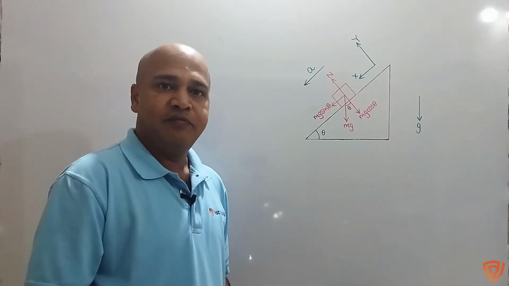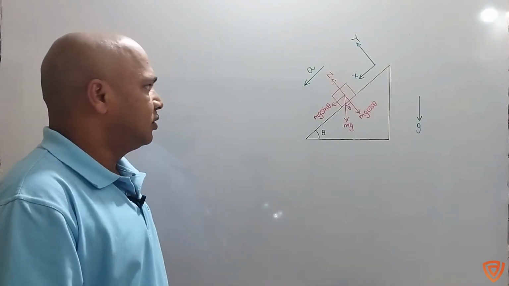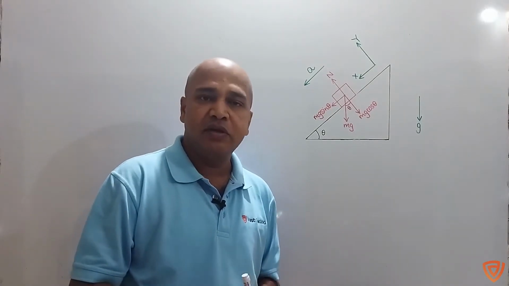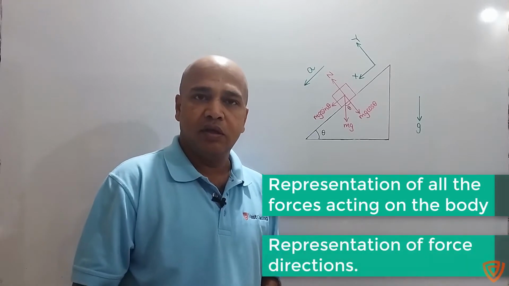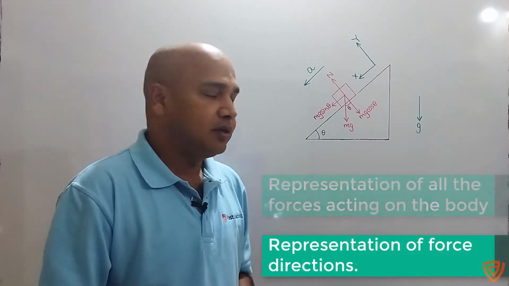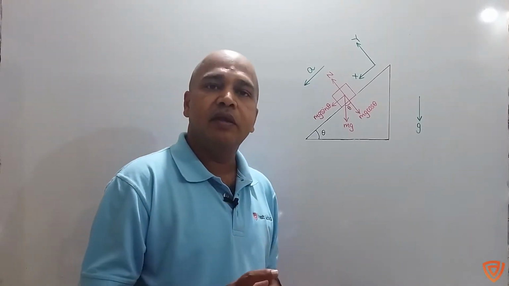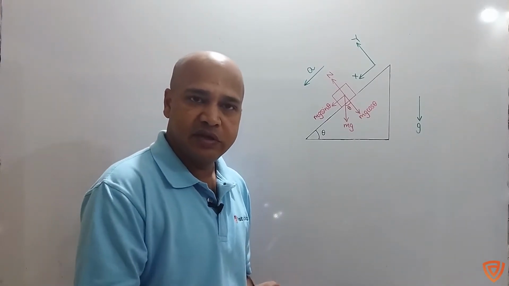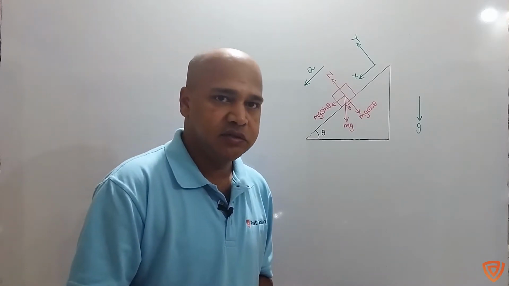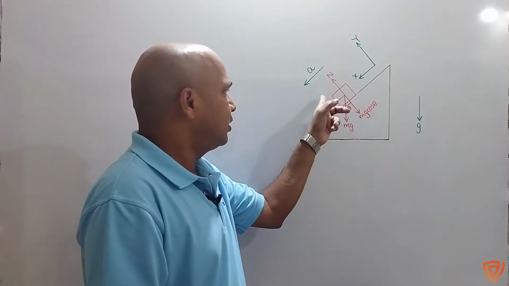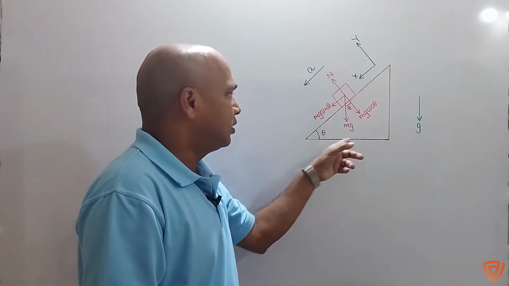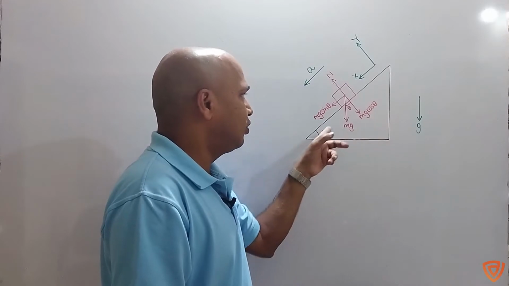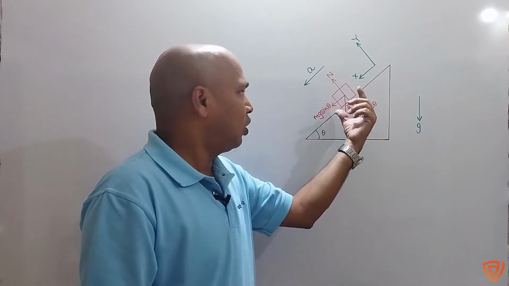So what actually is a free body diagram? Let's understand that. In a free body diagram, we represent all the forces acting on a body with their directions. That is the main goal, so that we can understand how many forces are acting and in what direction. You can see a block here which is kept on a triangular wedge, the black one.